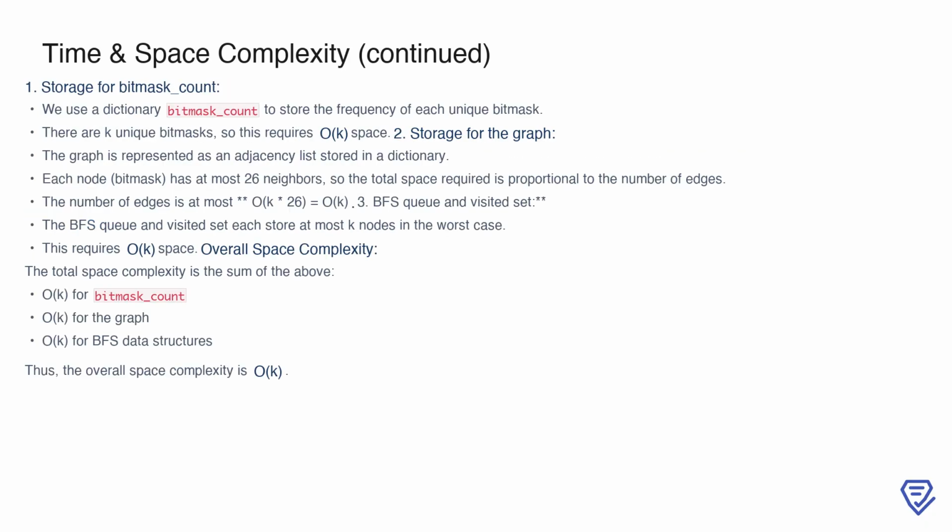For the space complexity, we start with the storage for bitmask_count, which is a dictionary that holds the frequency of each unique bitmask. Since there are k unique bitmasks, this requires k space. Next, the graph is stored as an adjacency list, where each node can have at most 26 neighbors. The total space required for all edges is proportional to k, so the graph storage also requires k space. Additionally, the BFS traversal uses a queue and a visited set, both of which store at most k nodes in the worst case, adding another k space. When we sum these components, the overall space complexity is k, making the solution efficient in terms of memory usage.